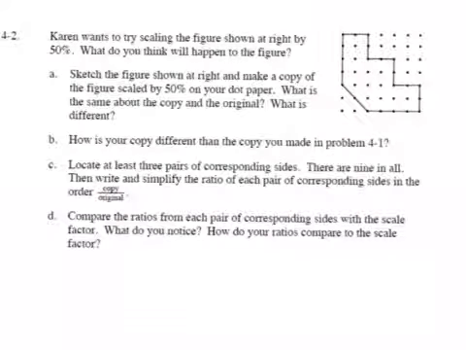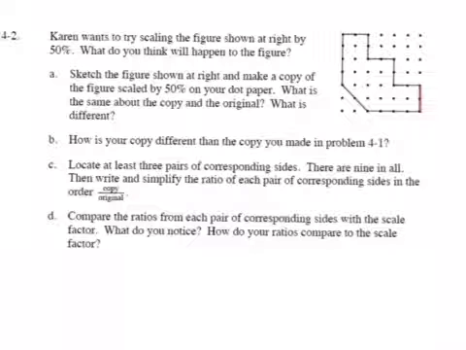Alright, so here's the new shape, and it says Karen wants to try scaling the figure shown at the right by 50%. What do you think will happen? Well, 50% is less than 100%, so hopefully you're saying in your mind it's going to make it smaller. So let's go ahead and reduce the side lengths. If this side was 2, it's now going to be half of that, 50% of that, which makes it 1.